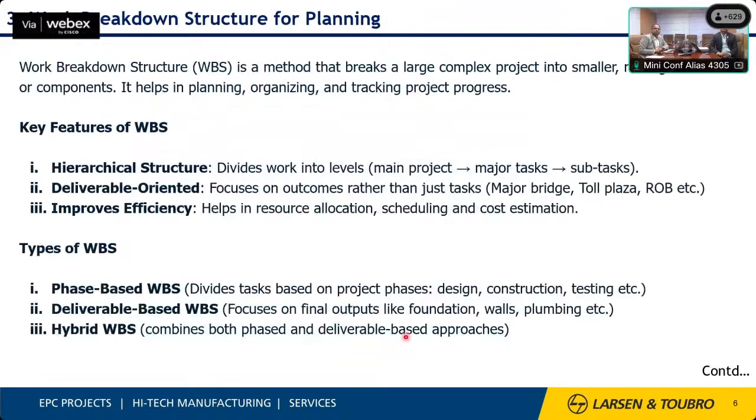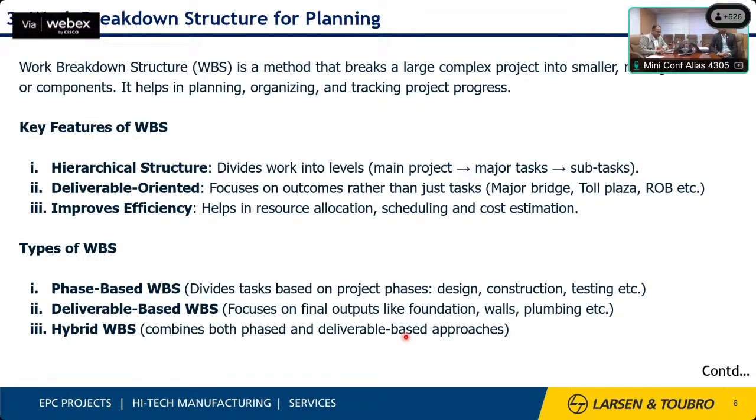The work breakdown structure is the most important part to start with the planning, to divide a project into manageable small parts. These are the key features: hierarchical structure, deliverable oriented, and improved efficiency. So the WBS has three major advantages, and there are three types of WBS used in most industries. It could be further divided, but the majority is phase-wise, deliverable-wise, or the hybrid mode.